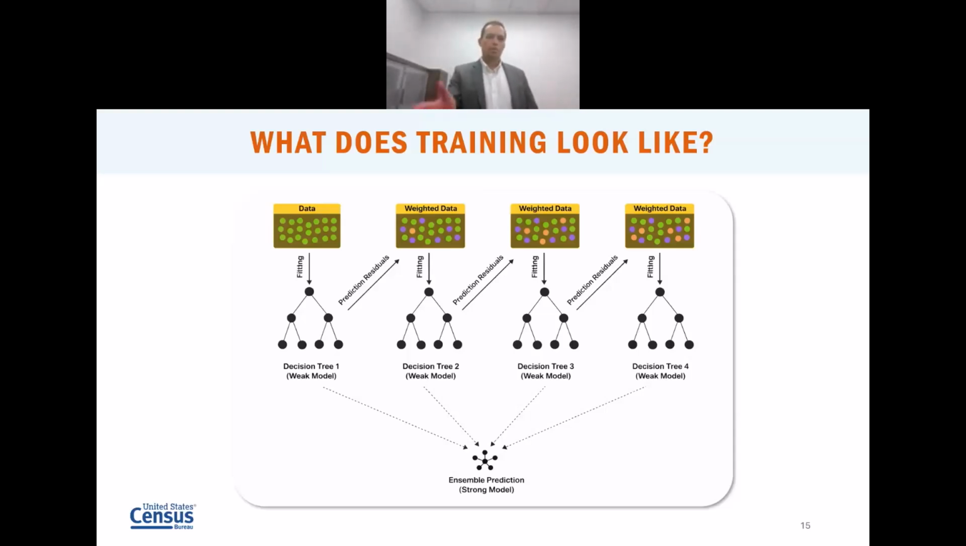But we go ahead and run our data through and fit a weak model on a decision tree. The prediction residuals are then reused, and we fit another model and another model. And we take these multiple weak models and create one strong ensemble model that can be used as an algorithm.